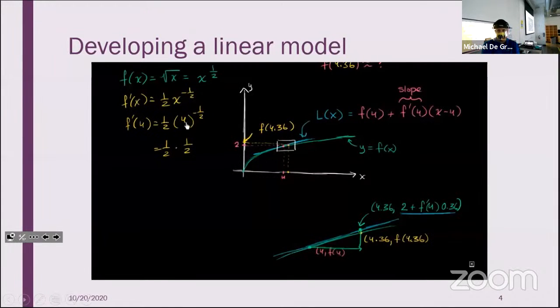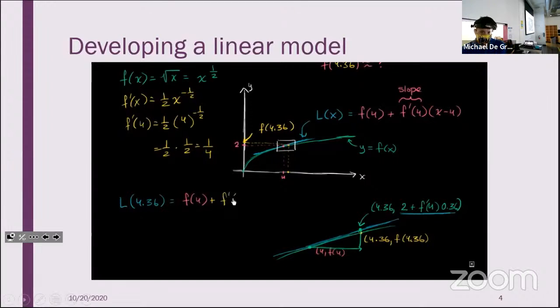4 to the 1/2 would be 2. 4 to the negative 1/2 is going to be 1/2. So this is equal to 1/4. So L of, we deserve a little bit of a drum roll now, L of 4.36 is equal to f of 4. It's equal to f of 4, which is, let me just rewrite it, f of 4 plus f prime of 4, let me do the yellow.